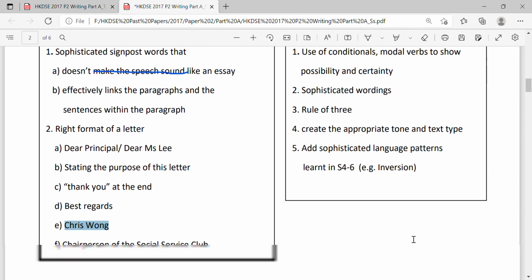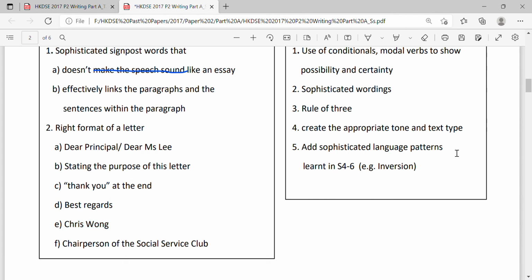We've talked about it. Number 5, add sophisticated language patterns like inversion. In the sample writing, I saw the student failing to use inversion, very close to inversion, but not exactly inversion. You get the sample writing after you submit your work. And finally, passive voice if you can. Please add passive voice in your writing. I would expect a lot of passive voice being used, describing what can be done. Okay, what can be done, what the elderly will have in return, and so on.